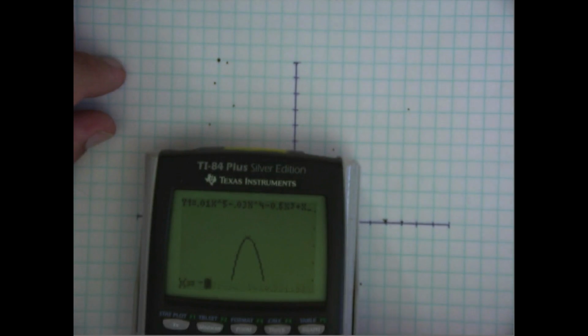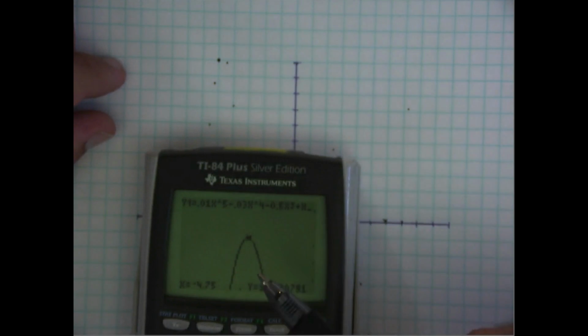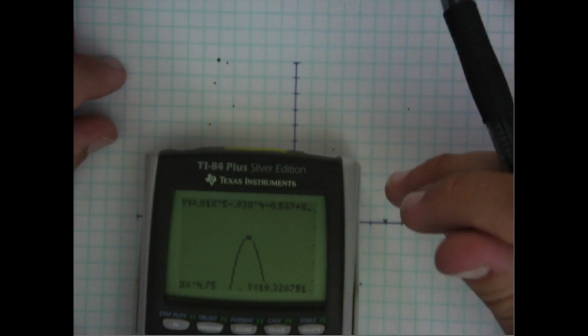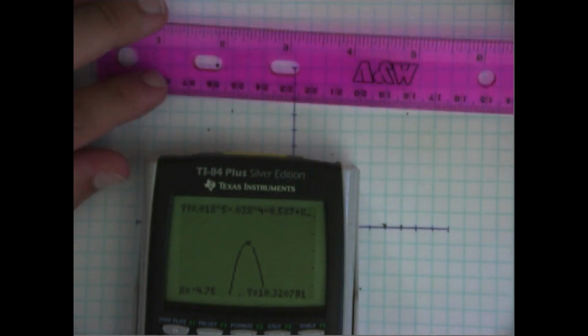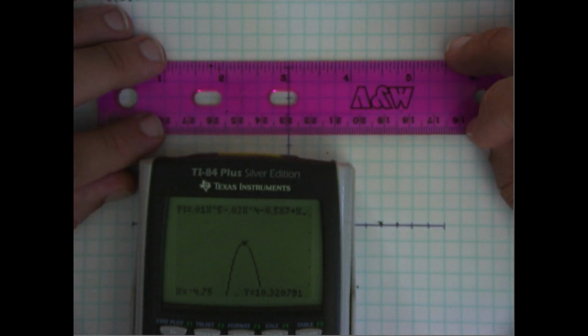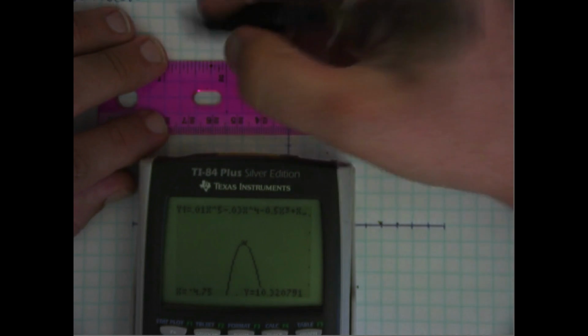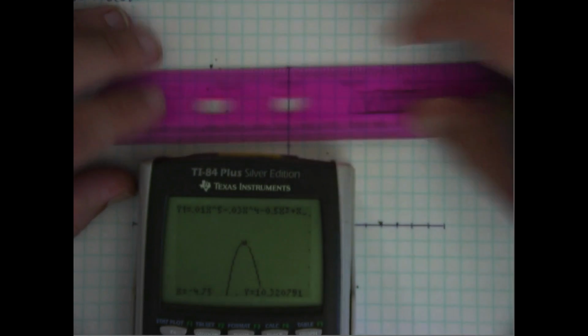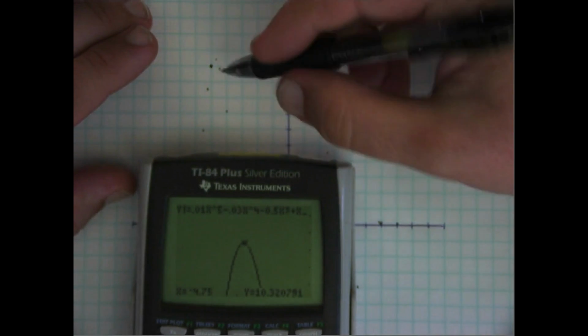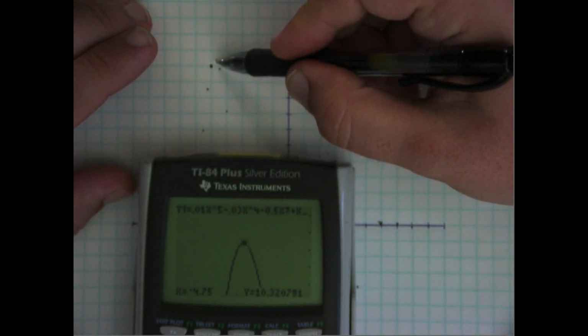So let me plug in negative 4.75 because that's about as close as I can get with my ruler. 10.32, pretty close. So let me plug that point in right now. About a third of the way up the box. And a quarter goes right there. So there's my maximum, and that's how I keep from making it pointy.